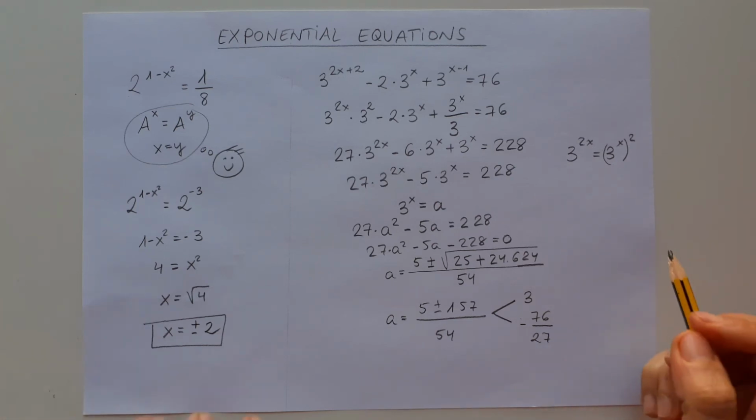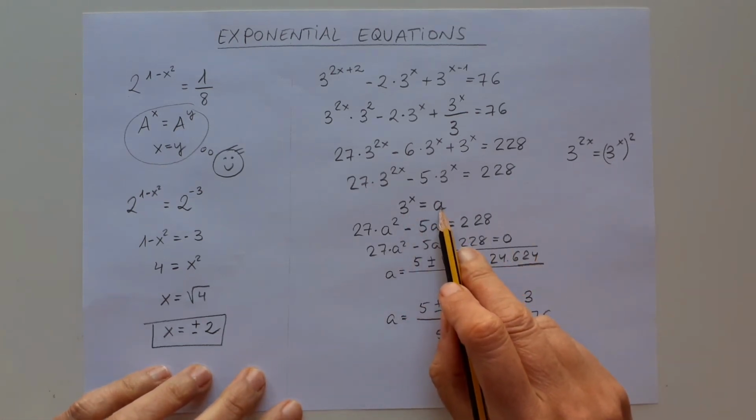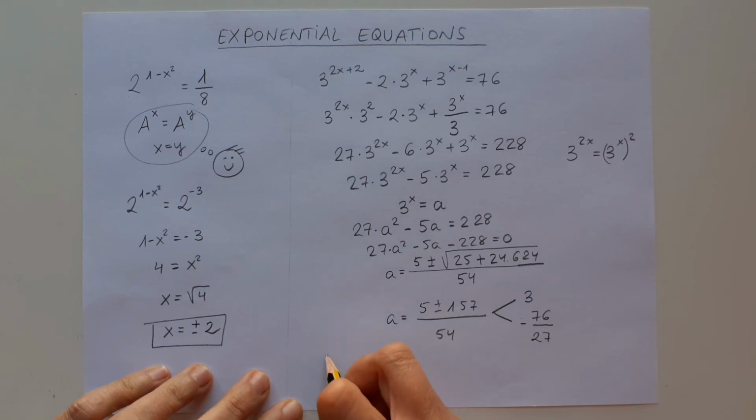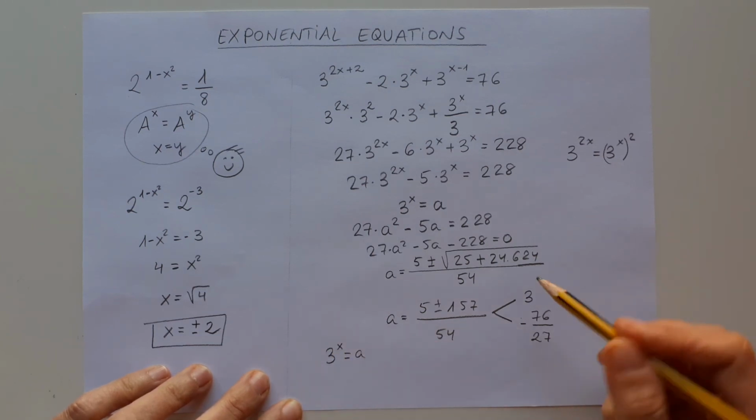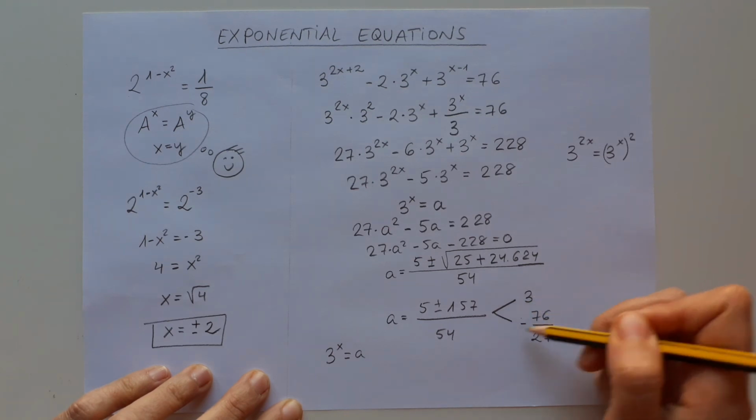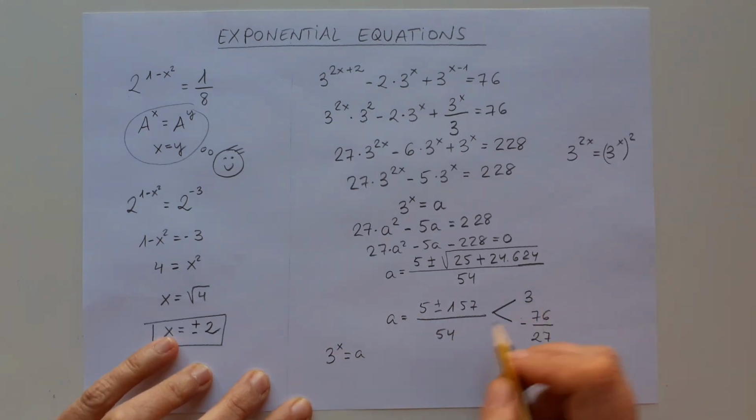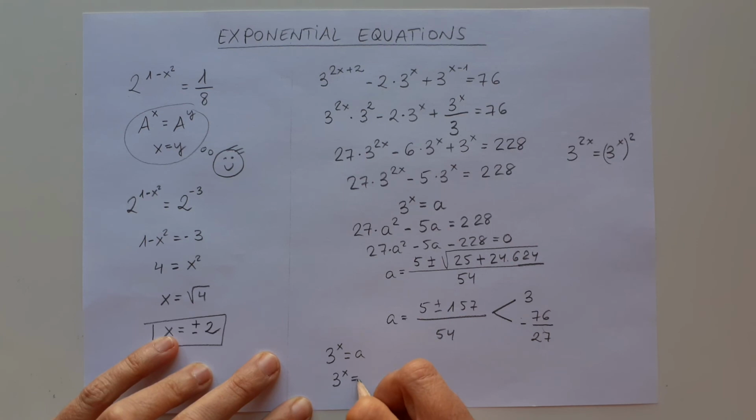Now we have to undo our change of variable, right? So we said that 3 to the power of x equals a. Now we are going to place these values of a here. So with the first solution, 3 to the power of x equals 3. I have powers of the same base. This is like 3 to the power of 1. So my solution would be x equals 1.